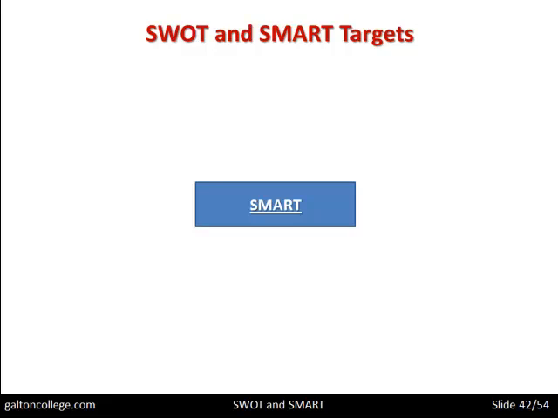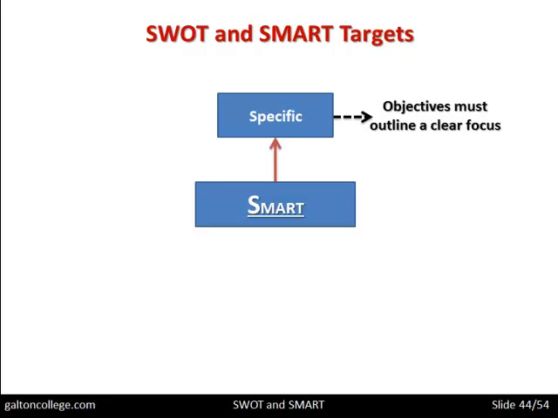So let's look at SMART and see what's meant by it. We've talked about why it's desirable. Well, we start with the letter S in SMART, and this goes to specific. The objectives that are set out must be clear, and they must have a clear focus. They must be specific.